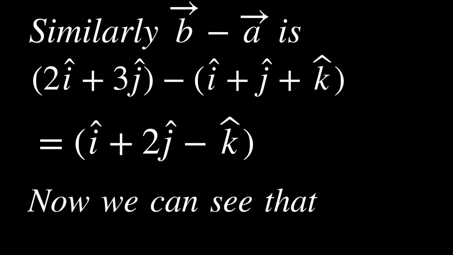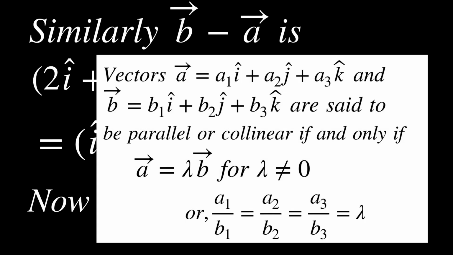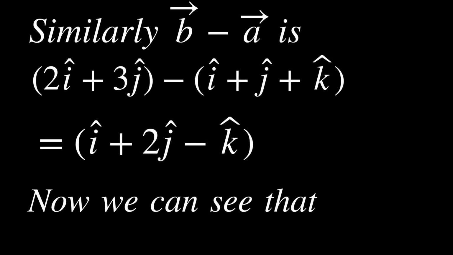Now how to prove whether two vectors are parallel or not? As said before, let's say vector A in its component form is a1i plus a2j plus a3k and vector B in its component form is b1i plus b2j plus b3k. We say that they are parallel if we can write vector A is equal to lambda times vector B. That means it should be a scalar multiple of another vector.